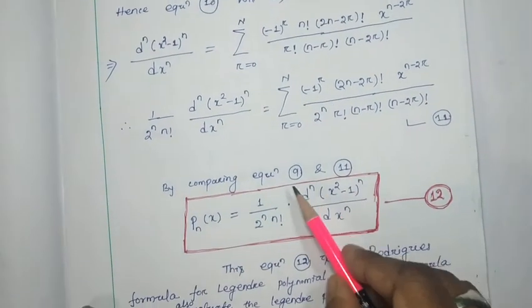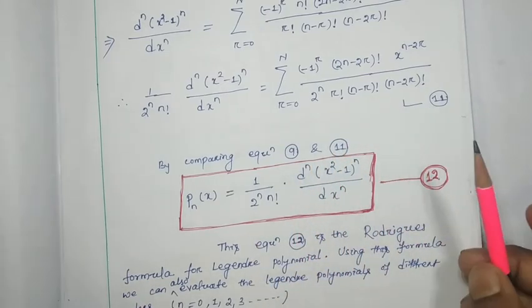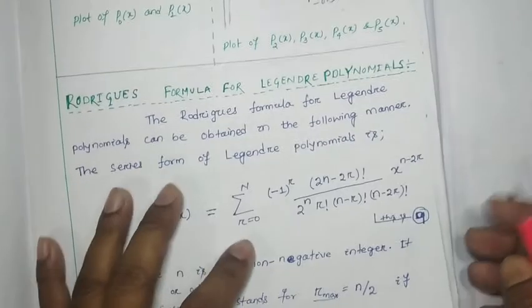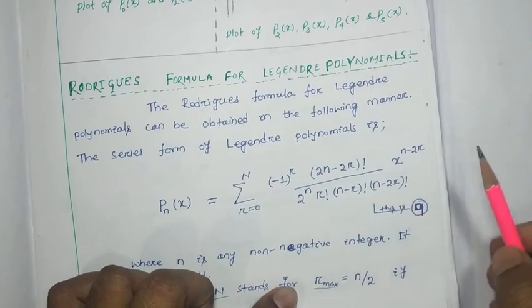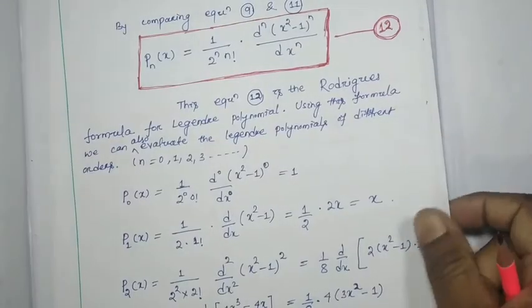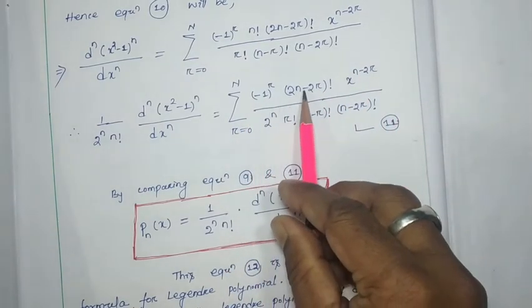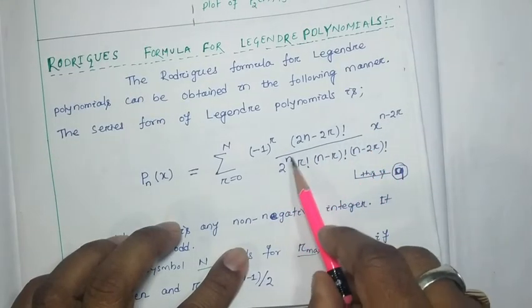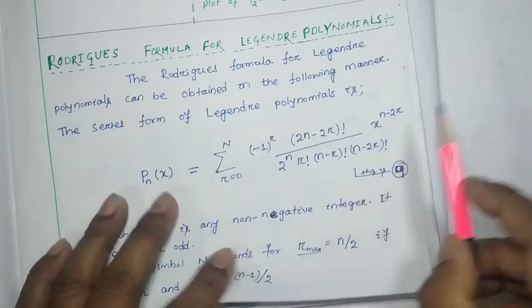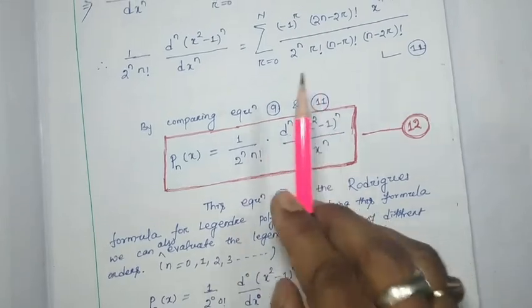By comparing equation number 9 and 11, see, this is your equation number 9. You can see the right hand side of equation number 9 is exactly the same as equation number 11. You got it? This is exactly the same: minus 1 to the r, (2n minus 2r) factorial and x to the n minus 2r, divided by 2 to the n, r factorial, n minus r factorial, n minus 2r factorial. That means the right hand side of equation number 9 exactly matches equation number 10.